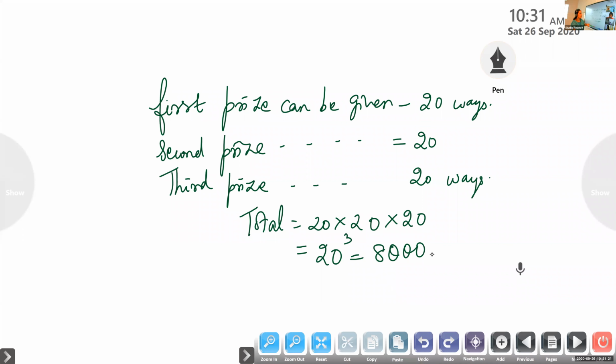Very different items will be there, and 20 boys are participating. It is not mentioned in the question. So shouldn't we find separately for the first prize 20 into 19 into 18 like that? No, only one first prize is there. Only one first prize, and we are giving it. You can give it to 20 children, isn't it? Either you can give it to the first boy or the second boy like that. So if you take the first prize, it can be arranged in 20 ways.